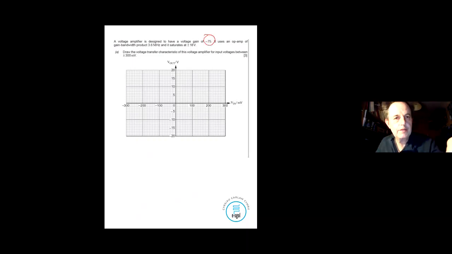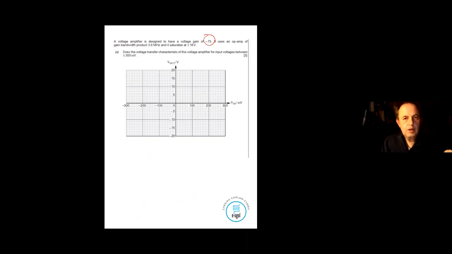Okay, so looking at a graph that they could ask you to draw here. In this particular case, what we've got is a gain of minus 75. Draw the transfer characteristics. First thing, they've got an input voltage between plus and minus 300. So I'm looking for a threshold again.